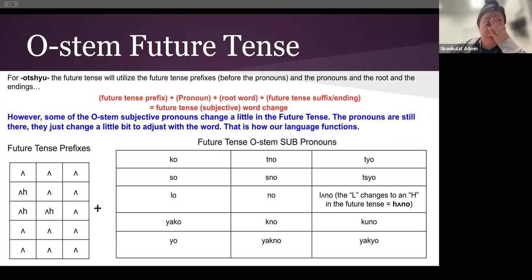So what happens with our pronouns? We learned the future tense prefixes. Now, what about the pronouns? Well, all the pronouns pretty much stay the same except three or more males. So no changes to the other pronouns, but if we look at three or more males, lano, the L changes to an H and it becomes hano or hanoch. So really simple. It's just one of these small, slight changes.